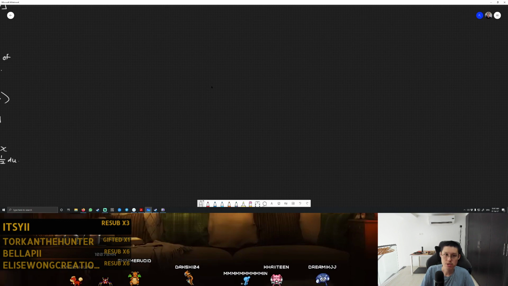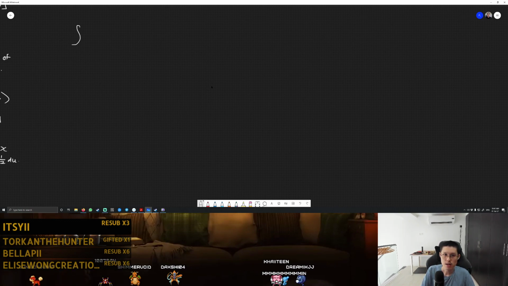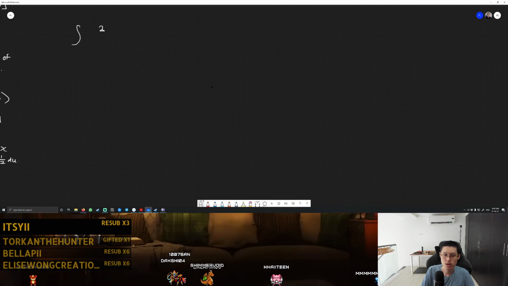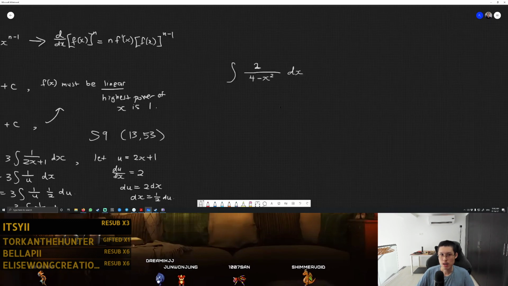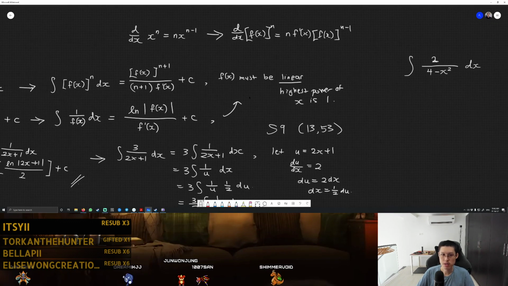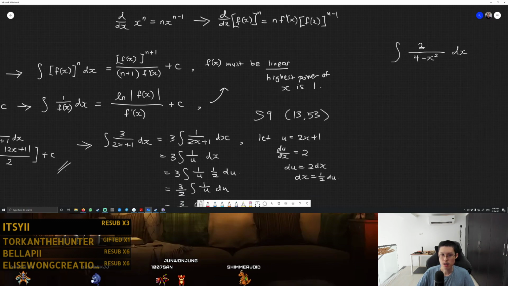Let's say I want to integrate 2 over 4 minus x squared dx. Okay, now suppose you say, you can see that this is very similar to this guy here. It's a function of x, right?